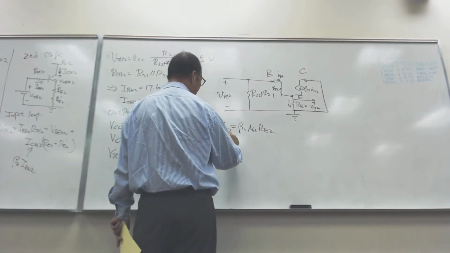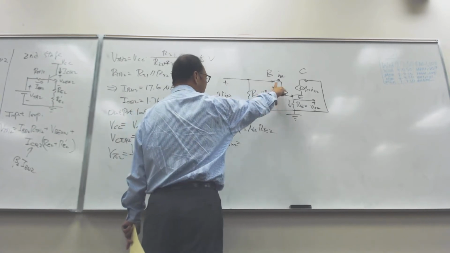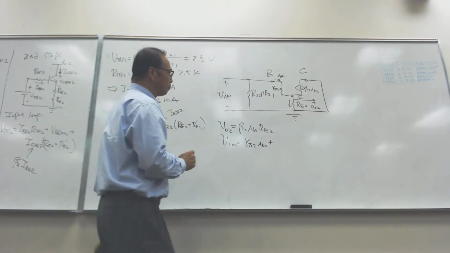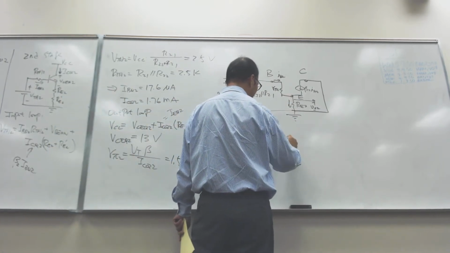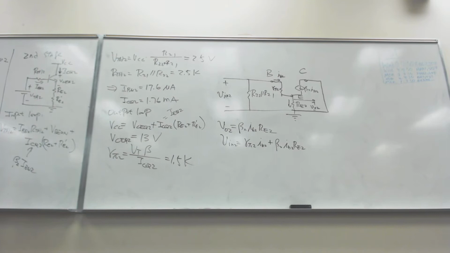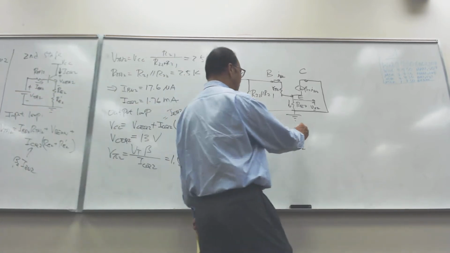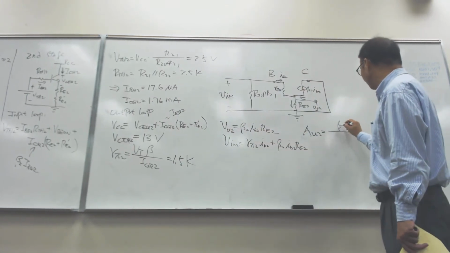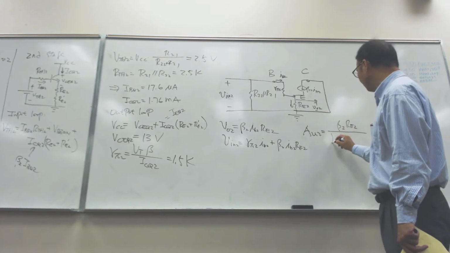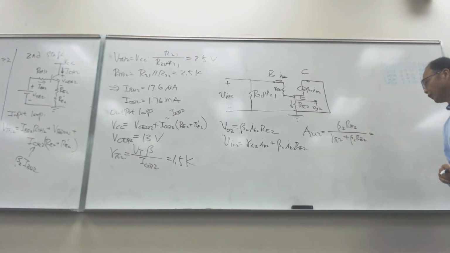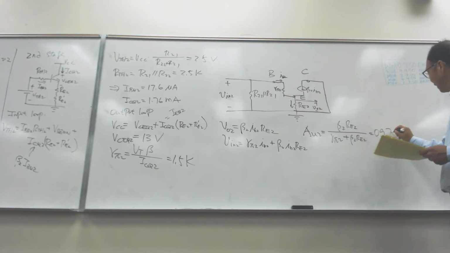Okay. And Vin is, this voltage is that, right? It's R pi 2 IB2 plus that, which is beta 2 IB2 RE2. So you take the ratio, AV2 is equal to, because IB2 will cancel, right? So it's beta 2 RE2 over R pi 2 plus beta 2 RE2. So therefore I can calculate the value of that, and it's 0.97.